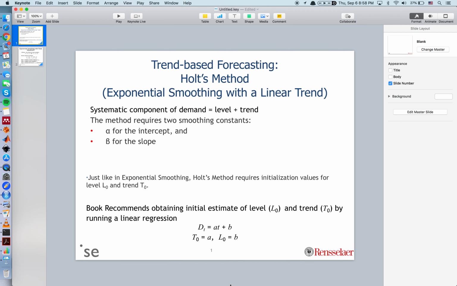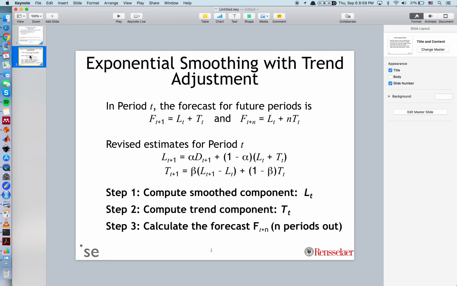And by the way, it's recommended that we run a linear regression on the data that we have to estimate the initial level and trend. But much like before, that can create some bias because you're using all of the data and then making forecasts into that same data. So we're going to see an alternative method in a moment.